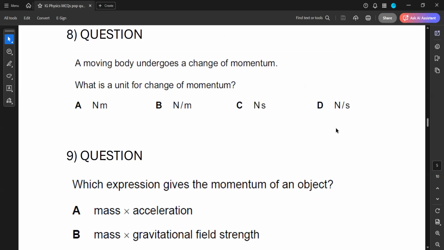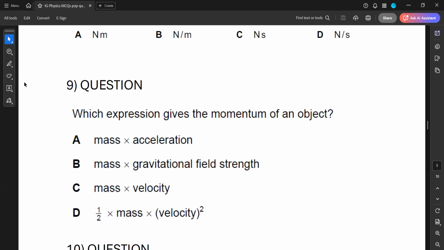Question 8, any doubt? Question 8: What is the unit of change in momentum? Impulse, so that is C, Newton second. Question 9: Which expression for the momentum of an object is correct? Momentum is the product of mass and velocity. So C is the right answer.